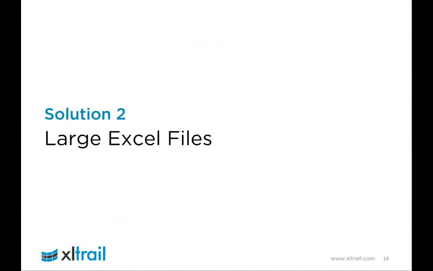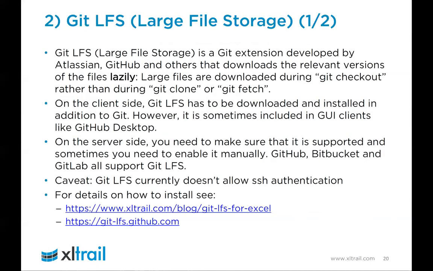Since this is such a common problem, it's not only a problem for Excel files, but maybe also for pictures like artwork, GitHub and Bitbucket actually recognized this issue, and they came up with a solution: a Git extension similar to what we did, git-xitrail. They came up with another open source and free Git extension, which is called Git LFS. And LFS, as you can see here, stands for Large File Storage.